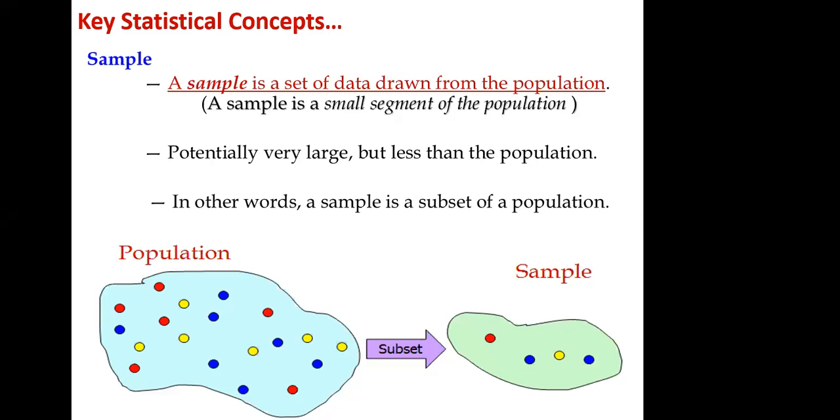So if we are doing research, the first thing is that based on the population we define a sample. The sample is not the whole population, but a subset of the population. A subset of the population.